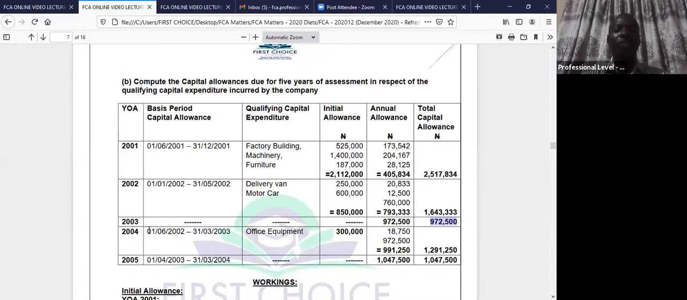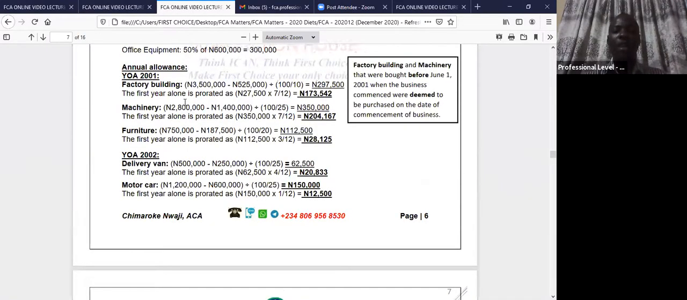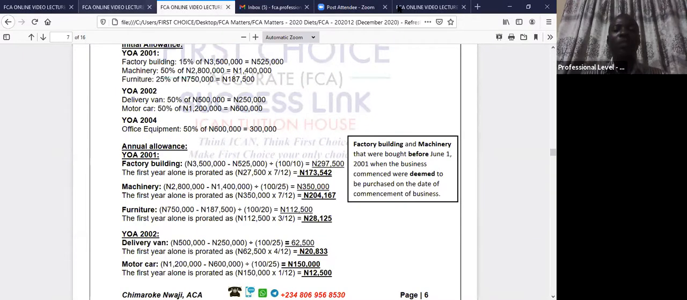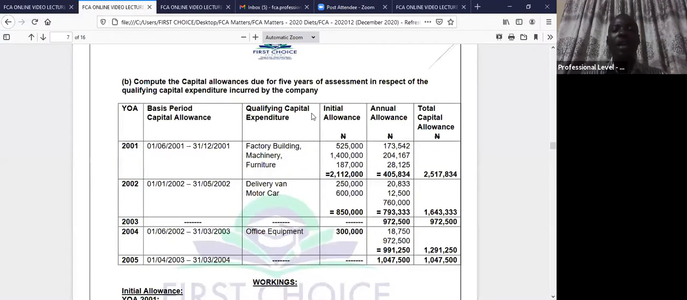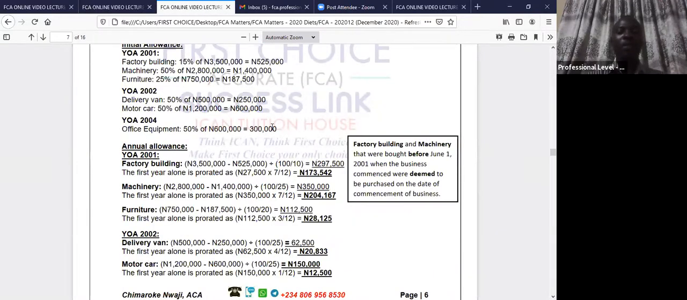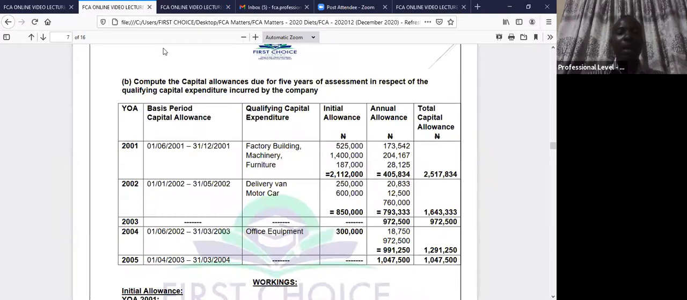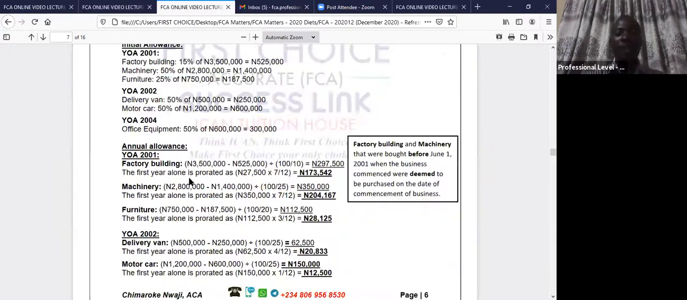The next year is 2004. All right? We bought office equipment in January. So let's look at the computation of the initial allowance. We go up here. The office equipment is 50%. You see it here. Office equipment, 50% initial allowance, 25% annual. So we go here. Office equipment. We see it here, 50% of 600,000. That gives you 300,000. Now that's how we got the 300,000 initial allowance here. Okay, let's look at the annual allowance.